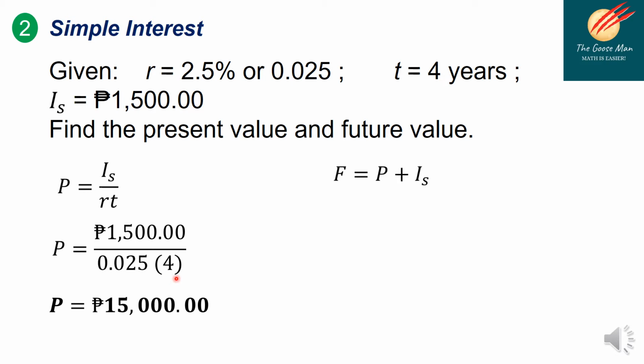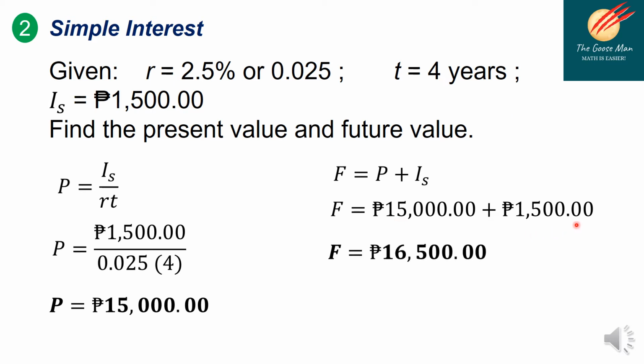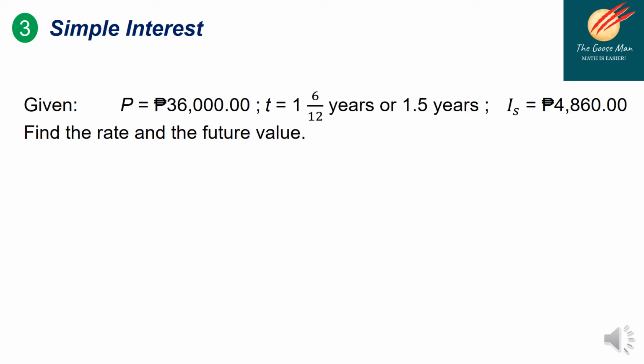Next, if we want to find the future value, this is the present value plus the simple interest. So we have, future value is equal to 15,000 pesos plus 1,500 pesos. So, the future value is 16,500 pesos. Let's consider now the third example.